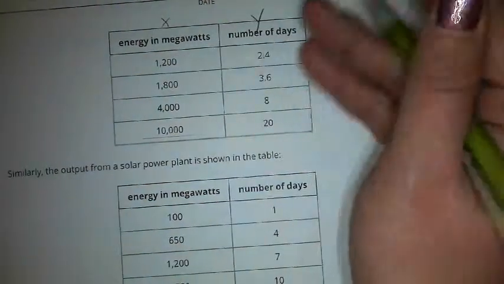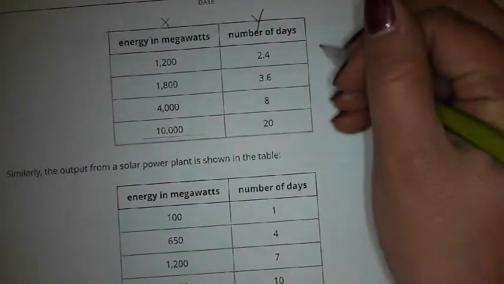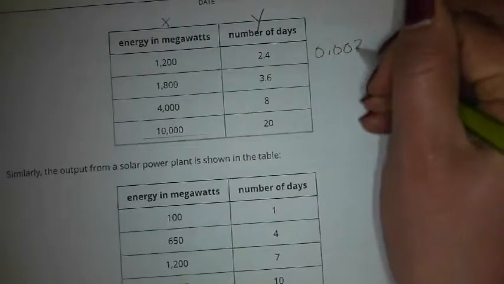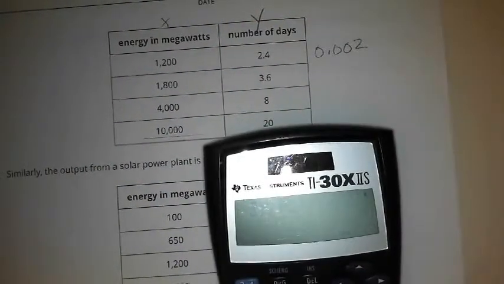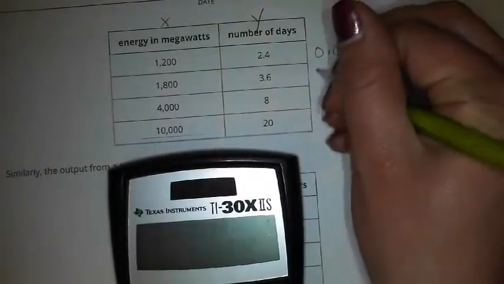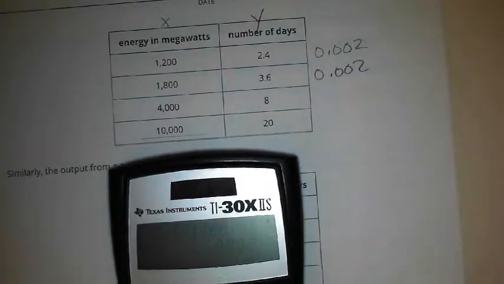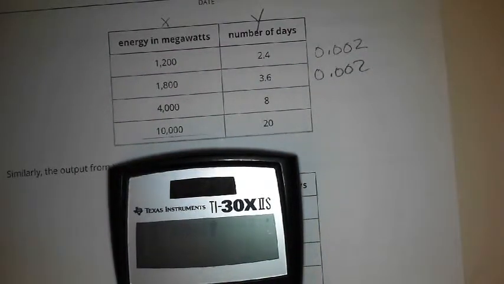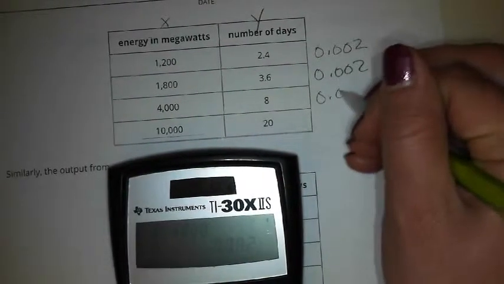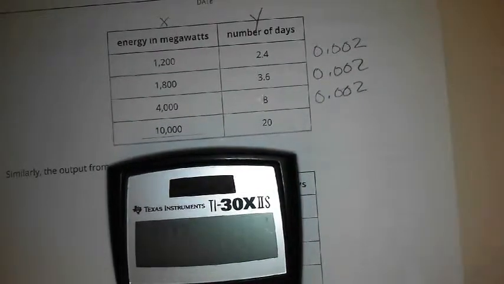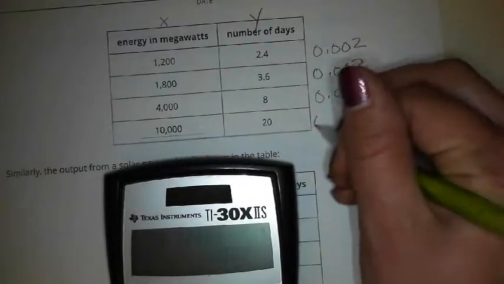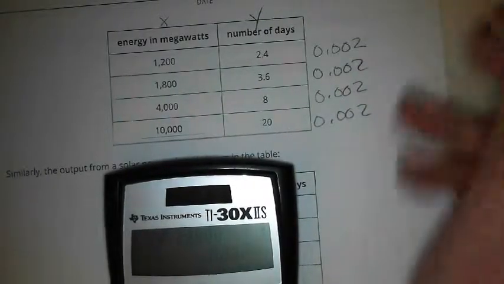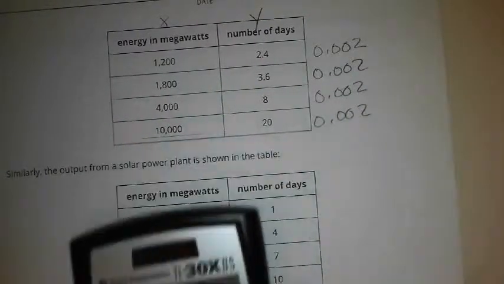So when I divide these two numbers here, I get 0.002. Okay, let's take 3.6 divided by 1800, 0.002, 8 divided by 4000, 0.002, 20 divided by 10,000, 0.002. So this one, they're proportional.